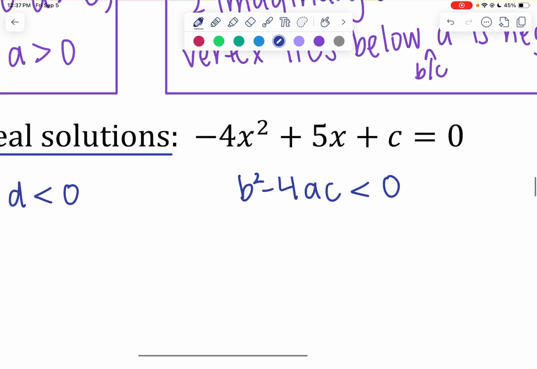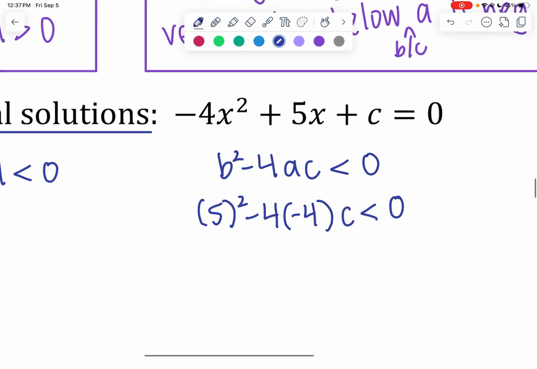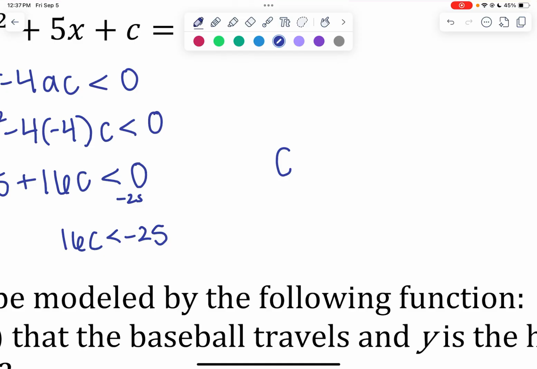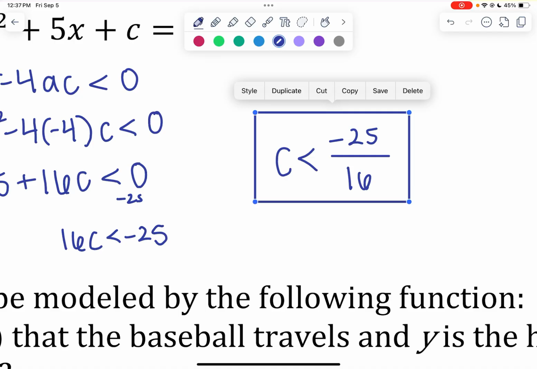So b squared, b is 5 squared, minus 4 times a is negative 4. I don't know what c is, okay? But I know this has to be less than 0, so it's negative. 5 squared is 25. 2 negatives is going to be plus 16c. I don't know what that is, less than 0. And now I'm solving. So subtract 25. So 16c is less than negative 25. And then divide both sides by 16. So you need a c value that's less than negative 25 over 16 if you were going to make sure that this quadratic had no real solutions, okay?